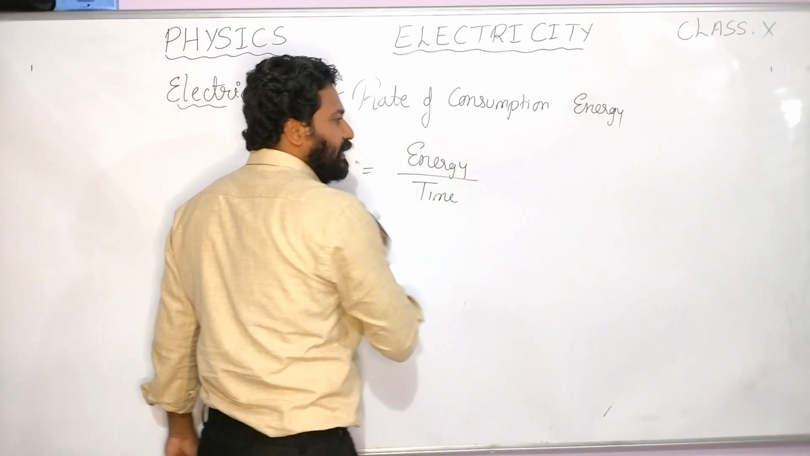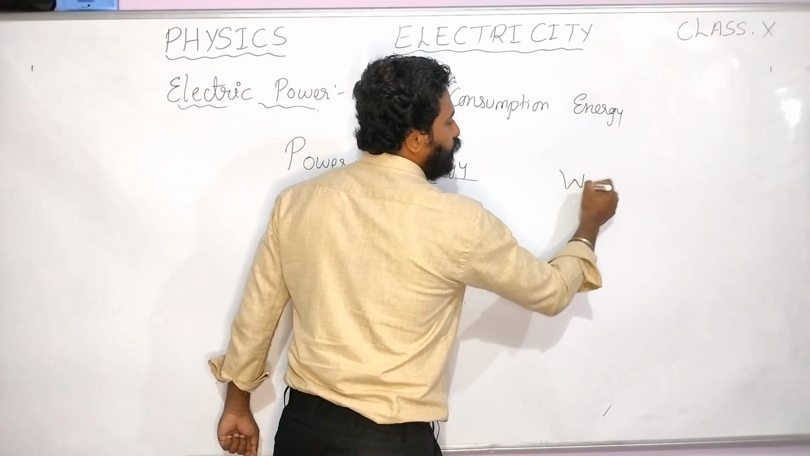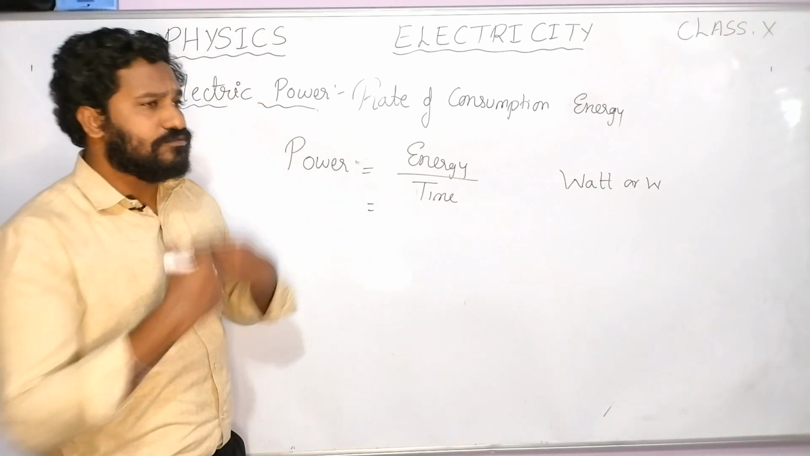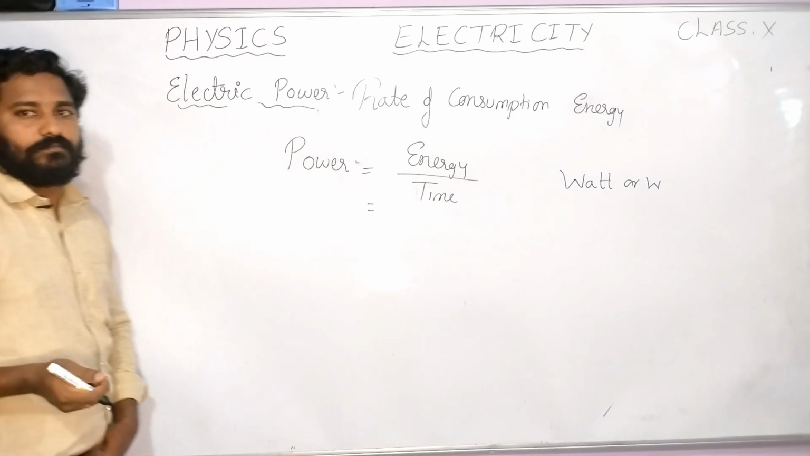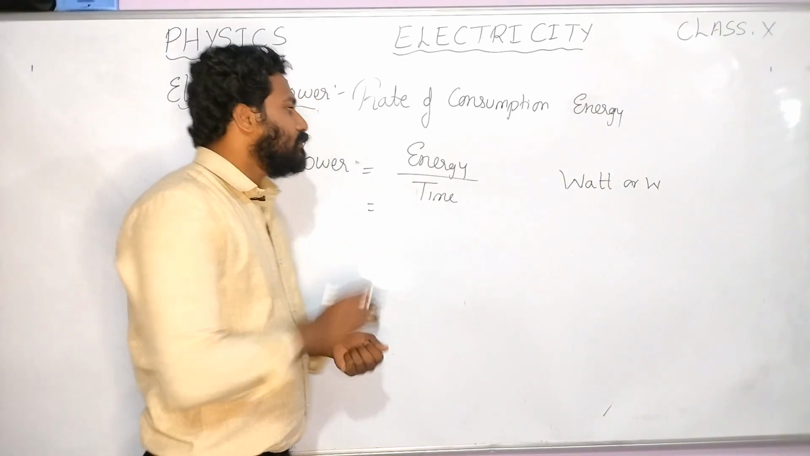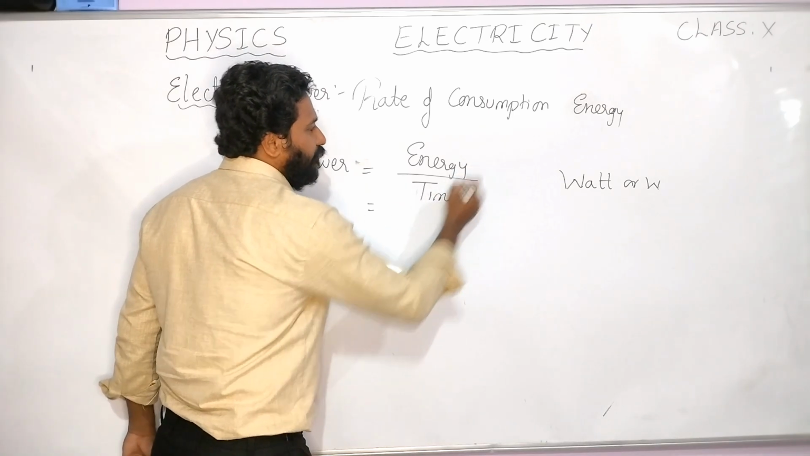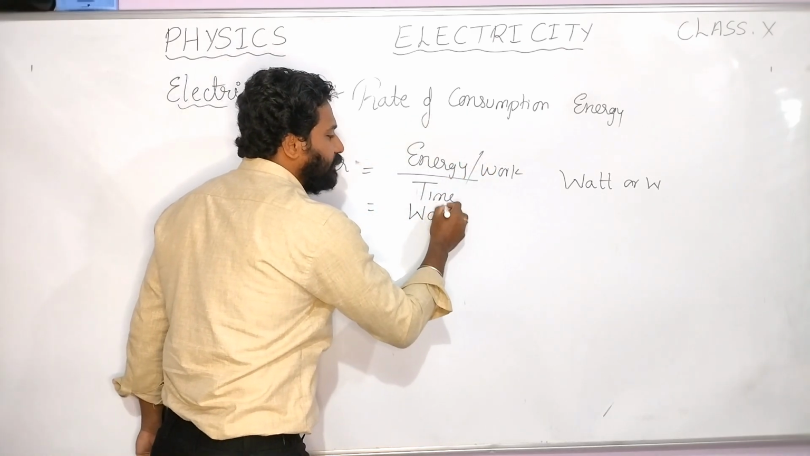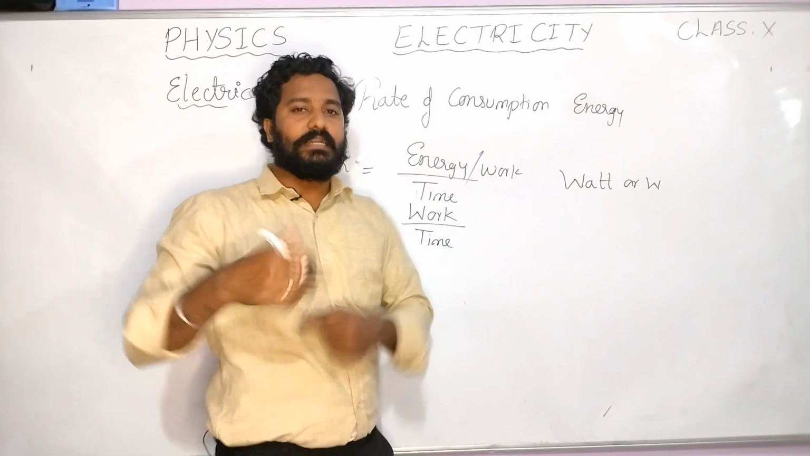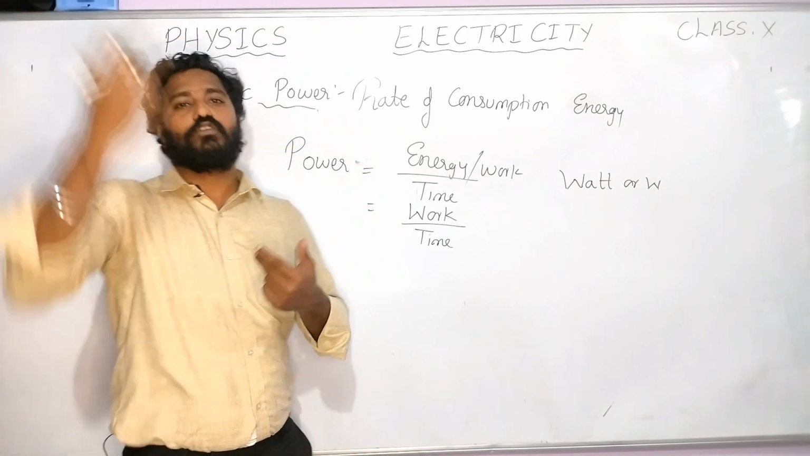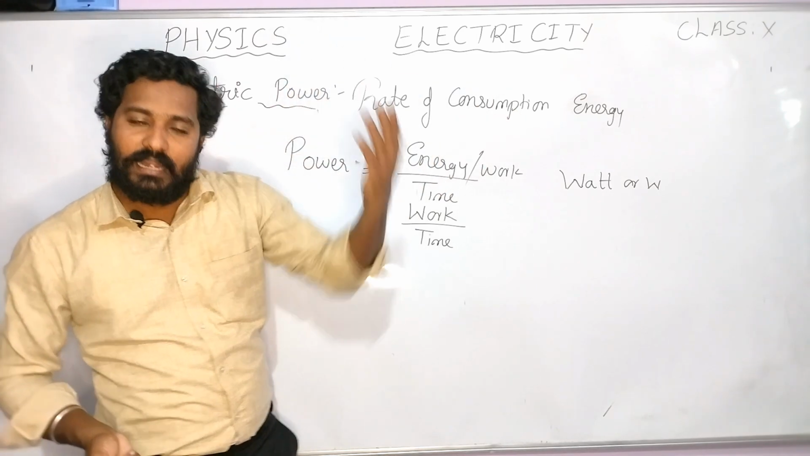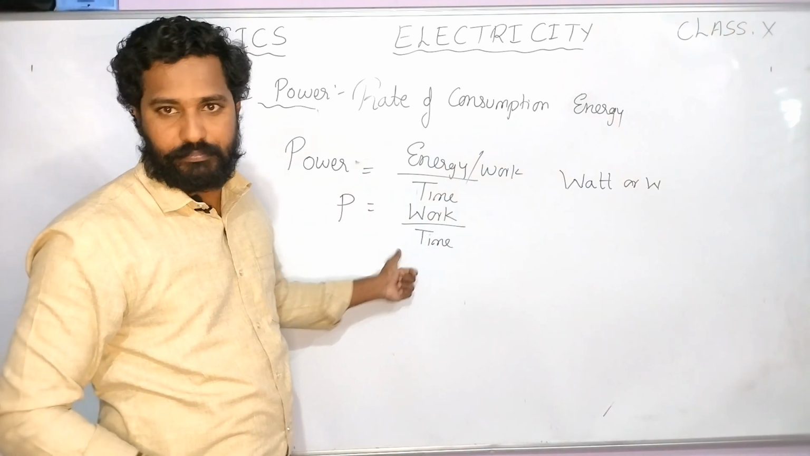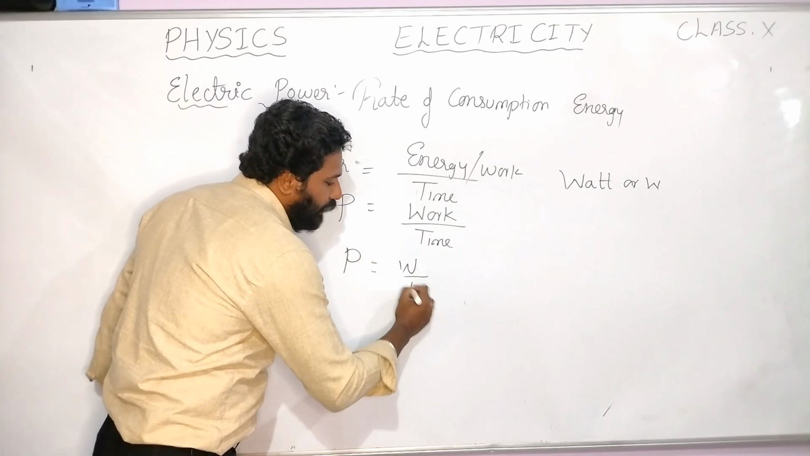Okay, so what is the SI unit of power? You know that, right? The SI unit is watt, or W. Now here, rate of consumption of energy. Which energy? Electrical energy. So we can take energy by time, or we can also say work by time. If you have energy, you are working. We are making things work, for example to turn on the fan. We are getting the work done by electricity. So we can say that power is equal to work by time, P is equal to W by T.